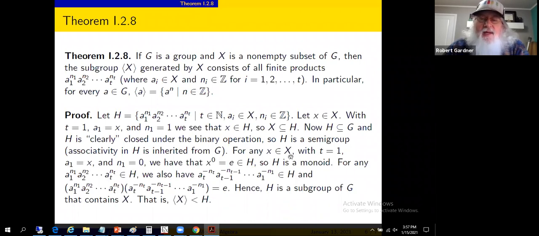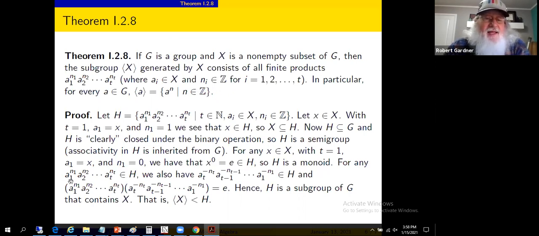Now, for any x, an element of set capital X, with t equals 1, I'm looking at these kinds of products, a sub 1 equal to x itself and the exponent on that equal to 0. We get x to the 0. The very meaning of that symbol is the identity. So we get that the identity is in H, including all products of this form. So in particular, it includes the product for t equals 1, a sub 1 equals x, and n sub 1 equals 0. So we get the identity in H. It's a semigroup with an identity, that is, it's a monoid. Only thing we need to worry about now is inverses to establish that it's a group.